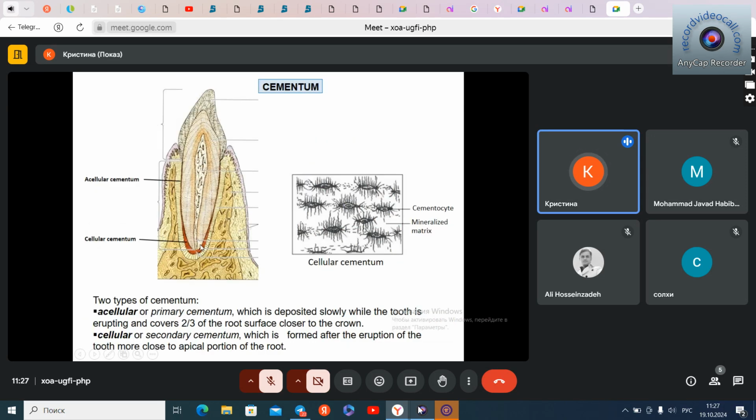Cementum covers the root of the tooth. We have the acellular and cellular cementum. First, acellular cementum is produced with the help of cementoblasts, which resemble osteoblasts in the bone tissue, and they produce first the organic material, which is then mineralized to form the mineralized cementum.